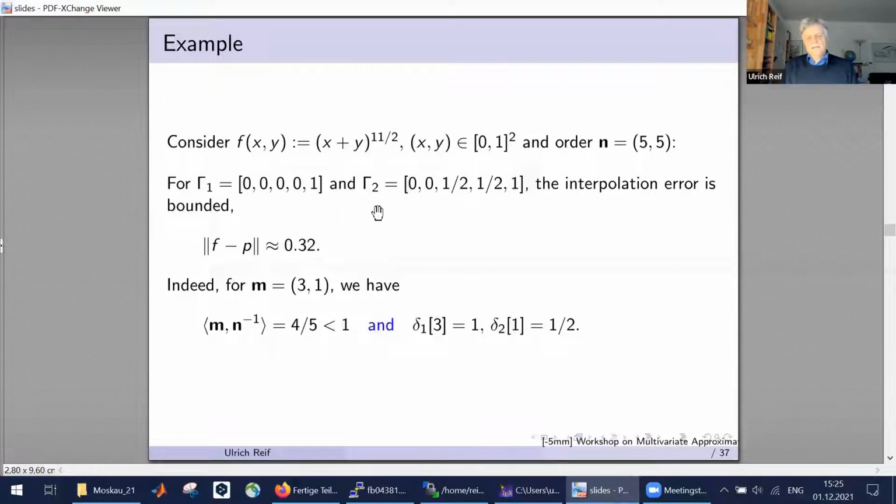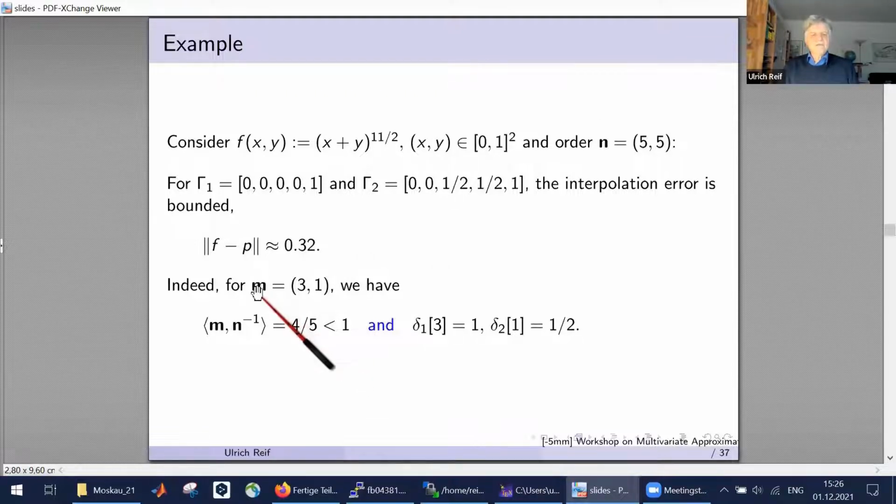But now we take the same function, but in x direction, we take a 4-fold 0. So this is Hermite interpolation, 4-fold 0 and 1. And in y direction, we have a double 0, double 1/2 and 1. And here a computation shows that the interpolation error is bounded by 0.32. So despite the fact that we have these multiple interpolation nodes, you get a bounded interpolation error. And this is verified by the theorem.